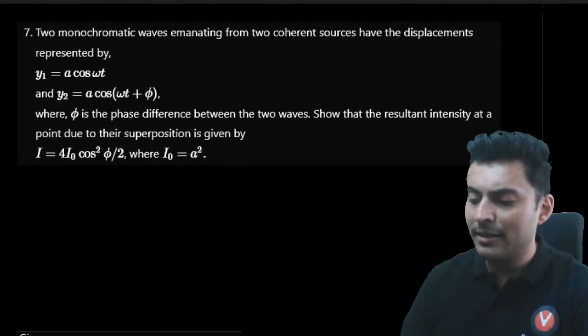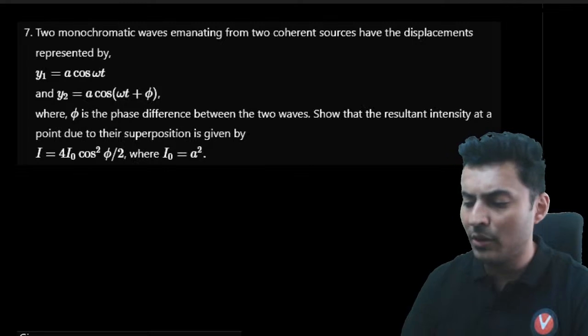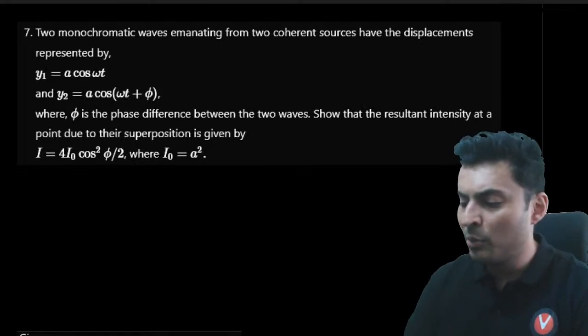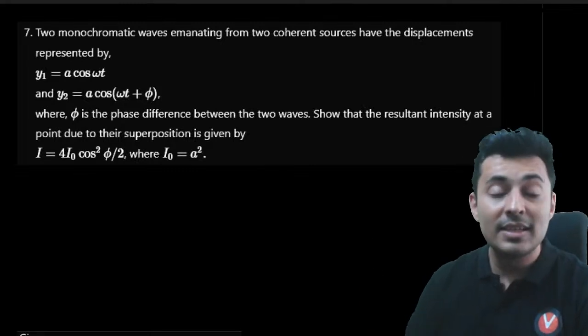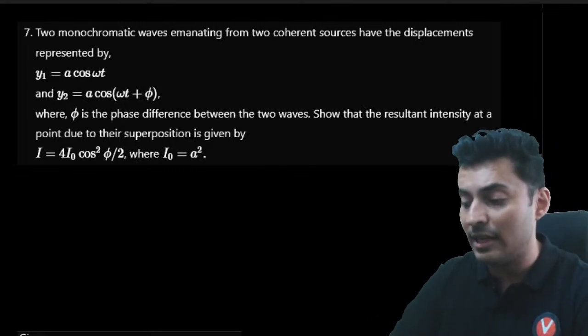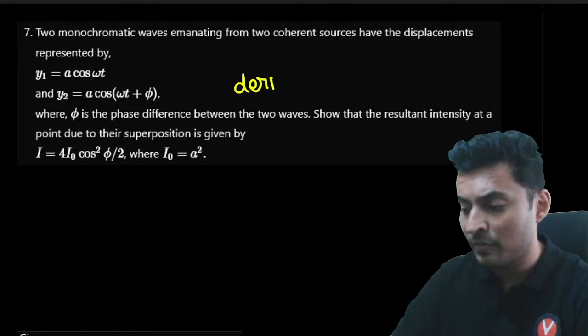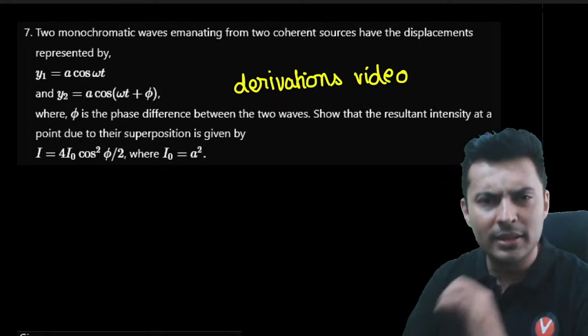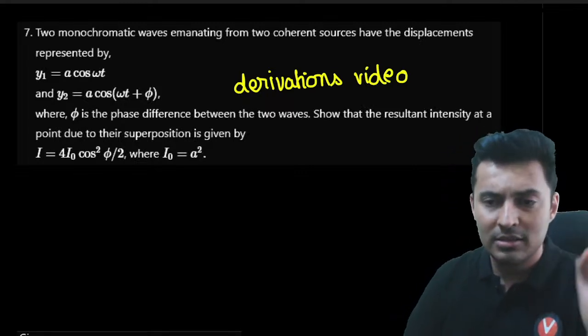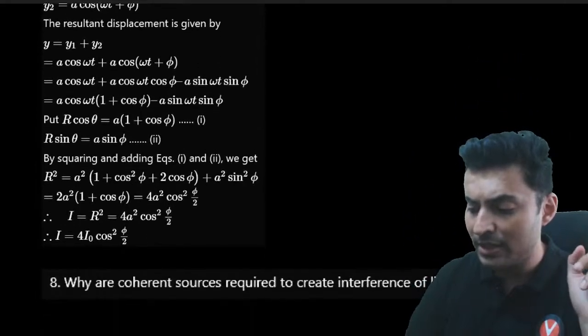If two waves are given, the displacements are given by a cos(ωt + φ), and prove this particular relationship using superposition. This is done in the derivations class. Please do the derivations. Please check out my derivations video. I've done this in a beautiful way. Please check that out. I'm leaving that up to you.